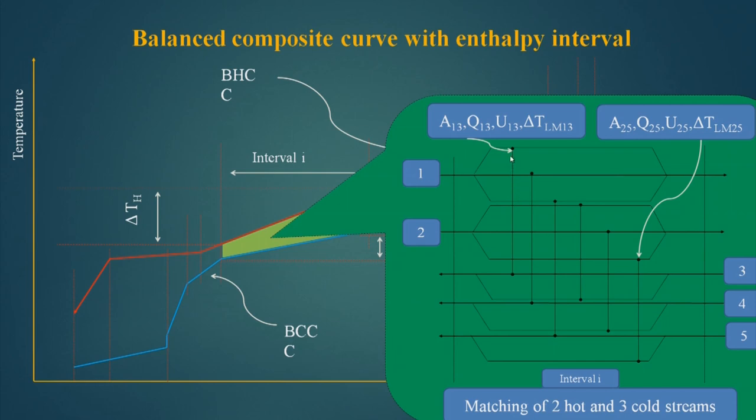Now, if I number them, for this heat exchanger the area is A 1 3, because hot stream 1 is exchanging heat with cold stream 3. The Q exchanged in this heat exchanger is Q 1 3, the overall heat transfer coefficient is U 1 3, and the log mean temperature difference is delta T LM 1 3. Similarly, for this heat exchanger, between hot stream 2 and cold stream 5, the area is A 2 5, the heat transferred is Q 2 5, the overall heat transfer coefficient is U 2 5, and the log mean temperature difference is delta T LM 2 5.